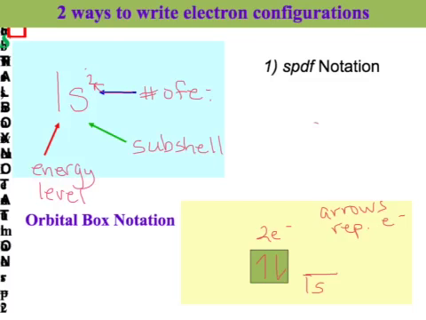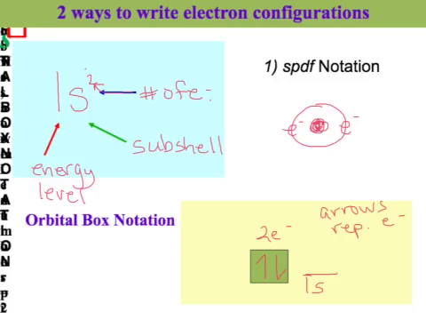This tells me that here's my nucleus, here's my first energy level, the 1s level, and inside that 1s level I have 2 electrons. Both of those are ways of writing that there's 2 electrons in the first main energy level.